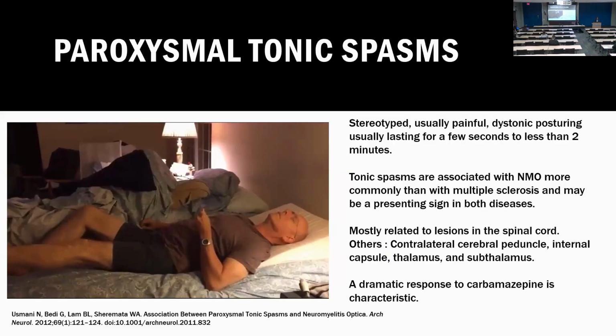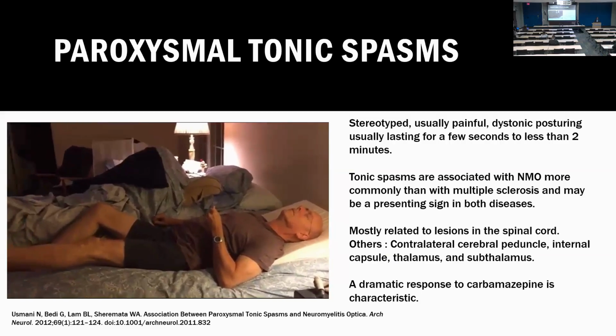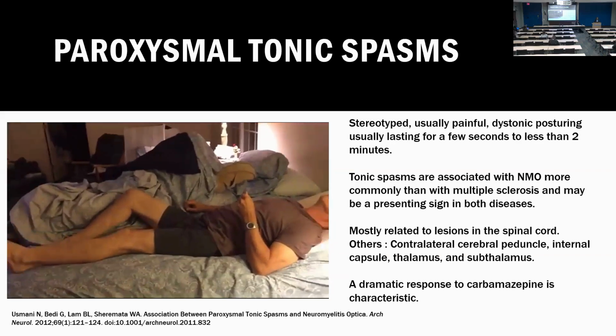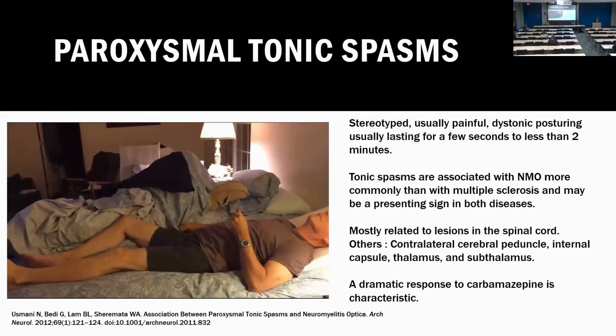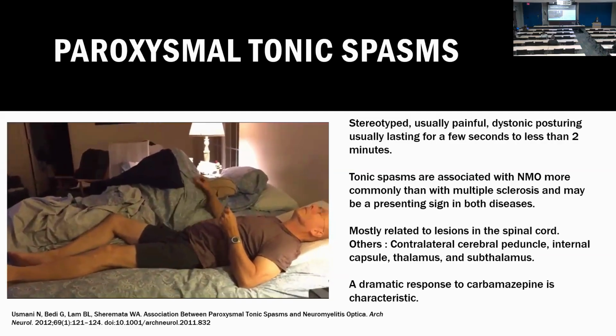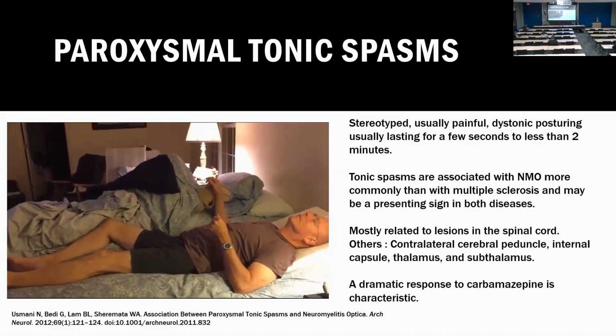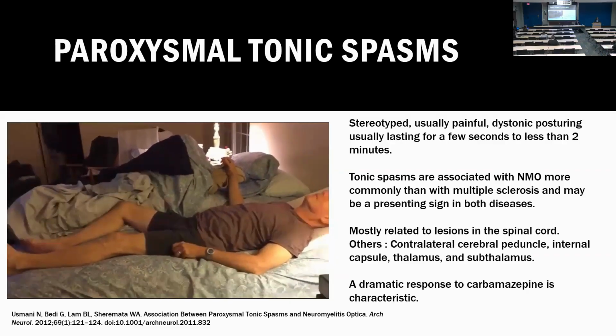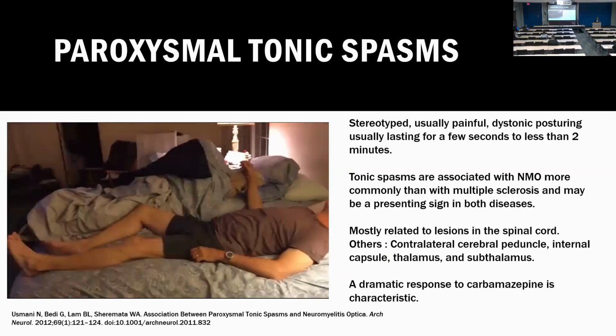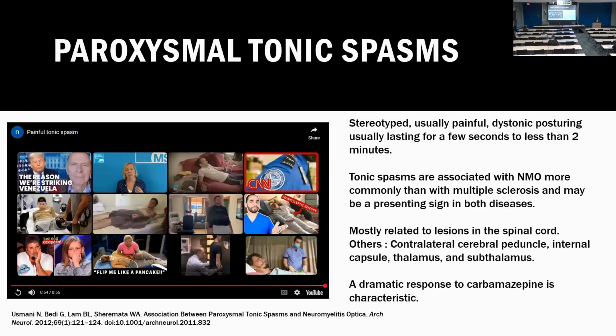They're more associated with NMOSD than other conditions. I didn't see a whole lot of literature on MOG patients developing these kinds of spasms. But when you talk about the etiology of these spasms, they could be related to lesions in the spinal cord. You could have brain involvement, thalamus, subthalamus, or internal capsule. These lesions are also present in multiple sclerosis and other demyelinating conditions, so theoretically it could happen in these other conditions as well. And one thing that you see is a dramatic response to a medication called carbamazepine in these patients.